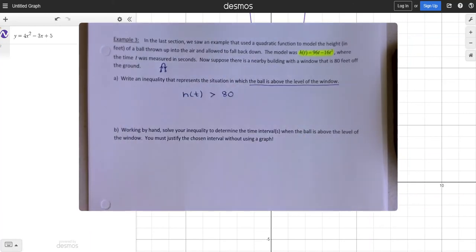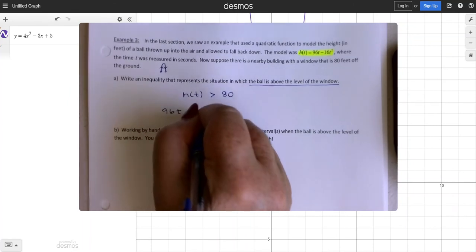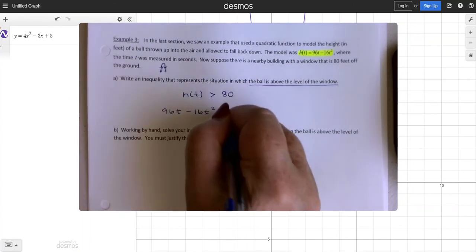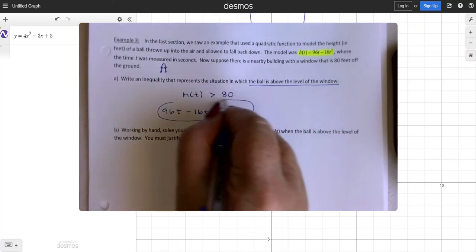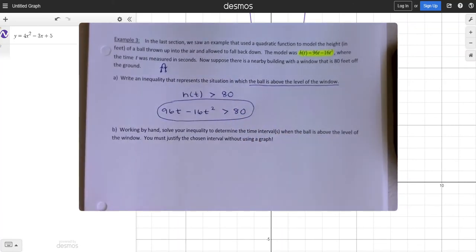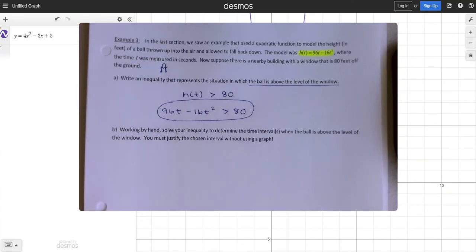So I want h of t to be greater than 80, or in other words, I want 96t minus 16t squared to be greater than 80. So I've just expressed that statement as an inequality. I'd now like to solve that inequality to actually figure out what time interval, or intervals, the ball is above the level of the window.